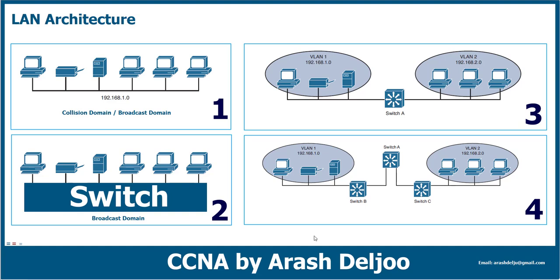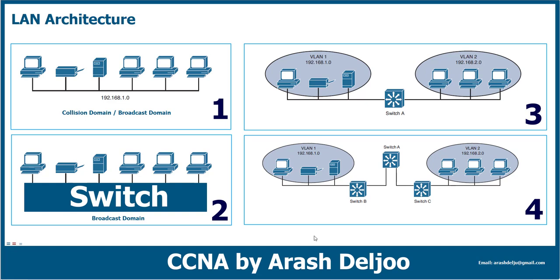LAN architecture. In this video, I'm going to talk about local area network, or LAN, architecture. You know that in previous videos, we have talked about many topics related to the LAN. We have learned about the Ethernet and different versions of the Ethernet, such as Fast Ethernet, Gigabit Ethernet, 10 Gigabit Ethernet, and so on. Also, we have learned about the layer 1 media that we have on today's LAN. For example, we have learned about the twisted pair cables and also about the fiber optic.